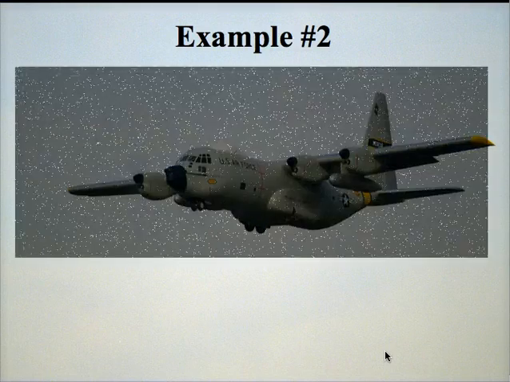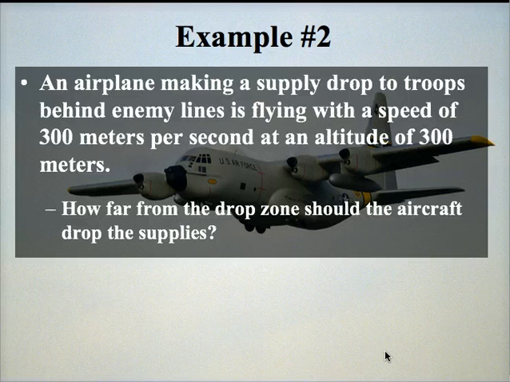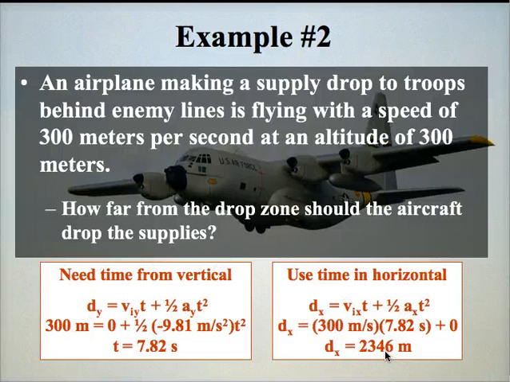Here's another problem. Typical, an airplane is making a supply drop to troops behind enemy lines, is flying with a speed of 300 meters per second at an altitude of 300 meters. How far from the drop zone should the aircraft drop the supplies? We get the time from the vertical. Remember, time is always going to be the vertical problem. Falling 300 meters towards the Earth, we get a time t equals 7.82 seconds. Once we have that time, we can use that time to figure out the displacement in the x, in this case, 2346 meters.